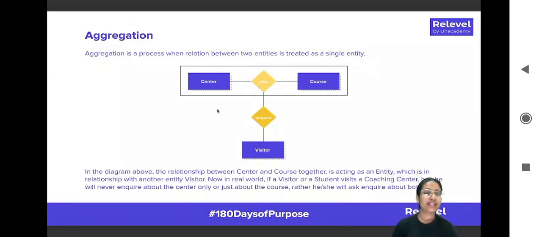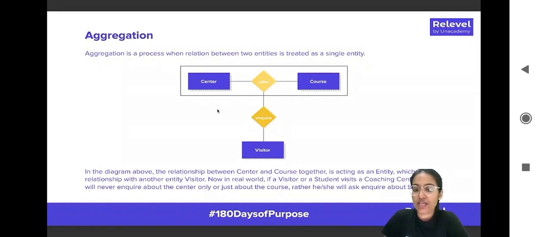Now, in the diagram here, you can see that the relationship between center and course together is now acting as an entity which is having a relationship with another entity, visitor. As a visitor, when they go to a coaching center, the center and the course are one thing for him or her, right, for the visitor.